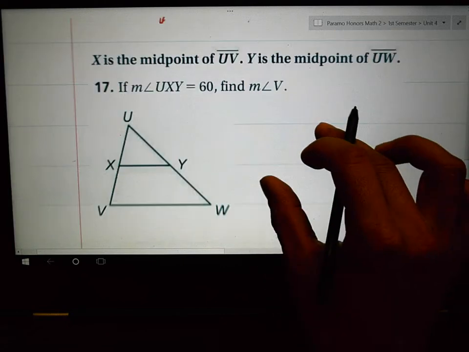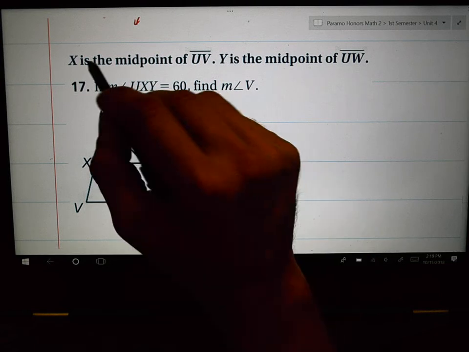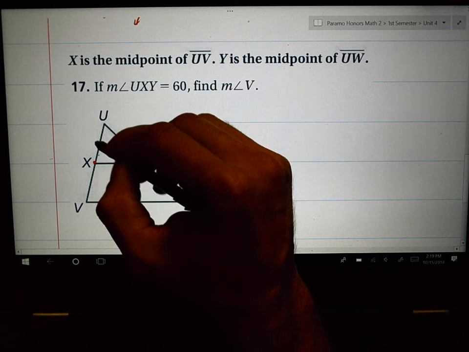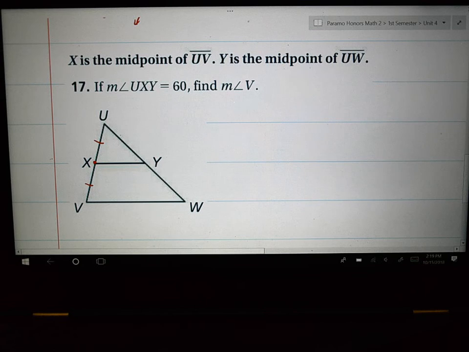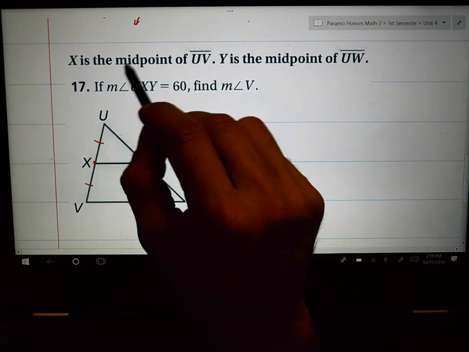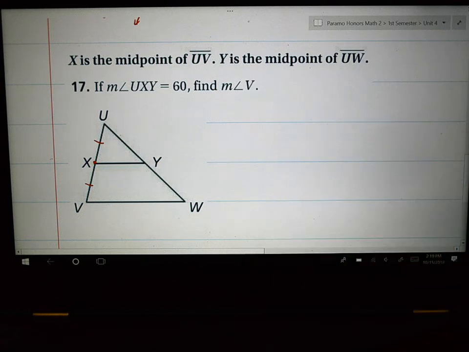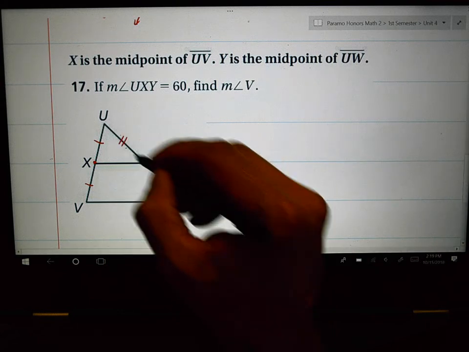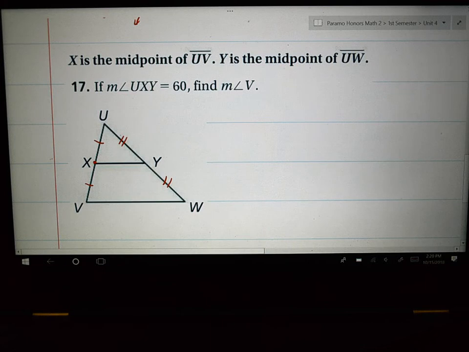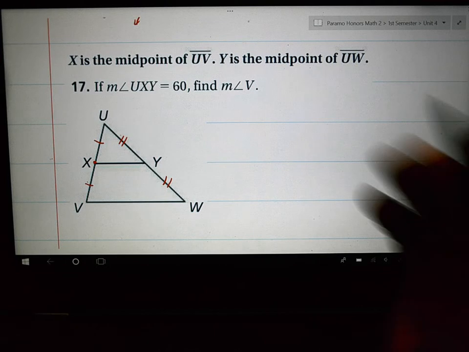Number 17. X is the midpoint of segment UV. If it's the midpoint, what that means is this is congruent to that. Without this statement, and without the statement that Y is the midpoint of UW, you could not do the problem. You would not know enough information about it at all. So we go to this and we'd say, oh, that's a midpoint. That must make this a mid-segment. Now that we know that it's a mid-segment, let's answer the problem.